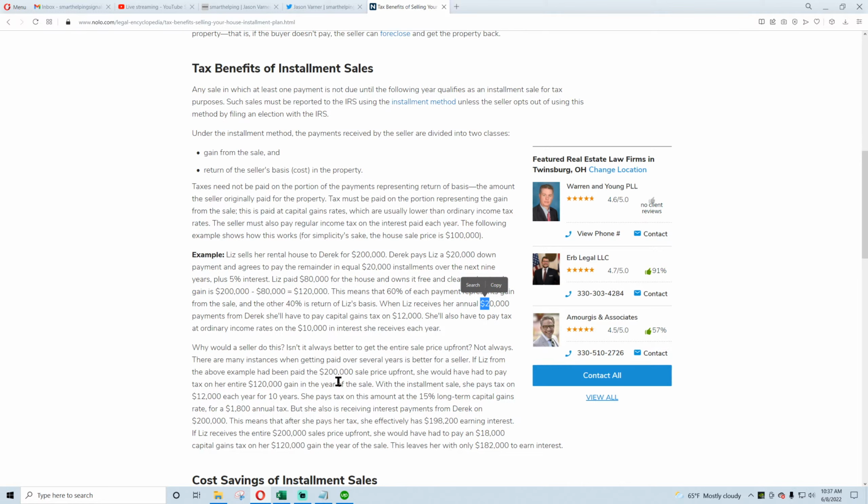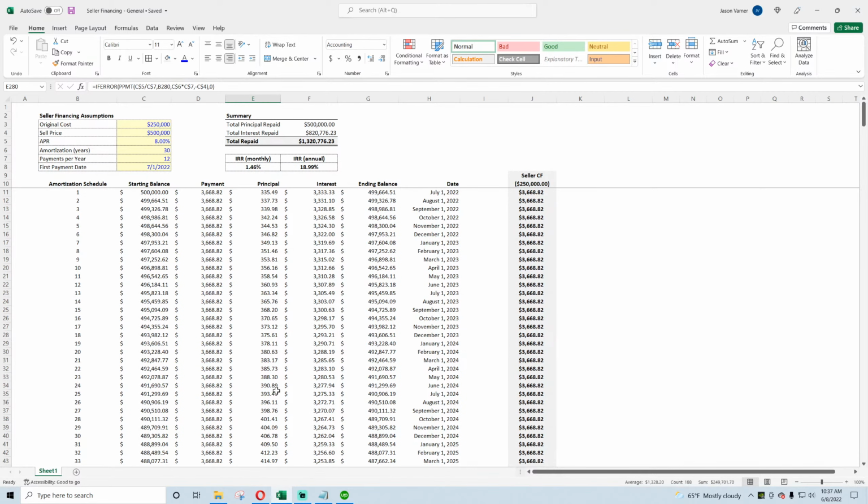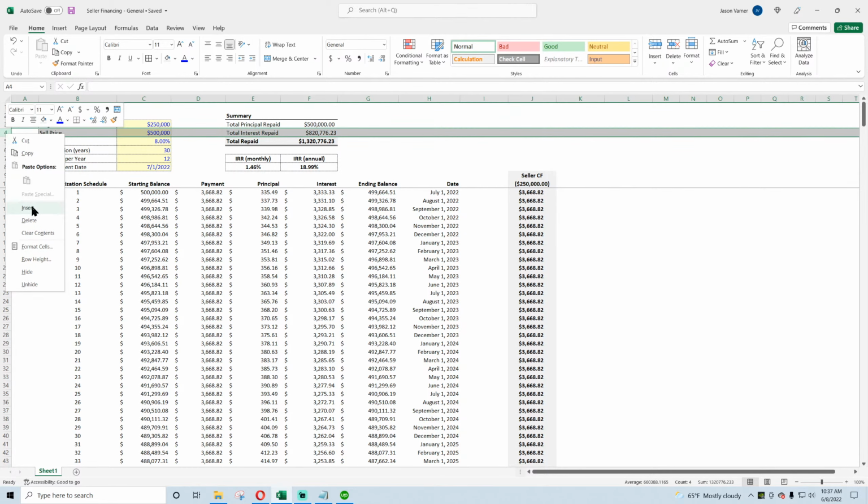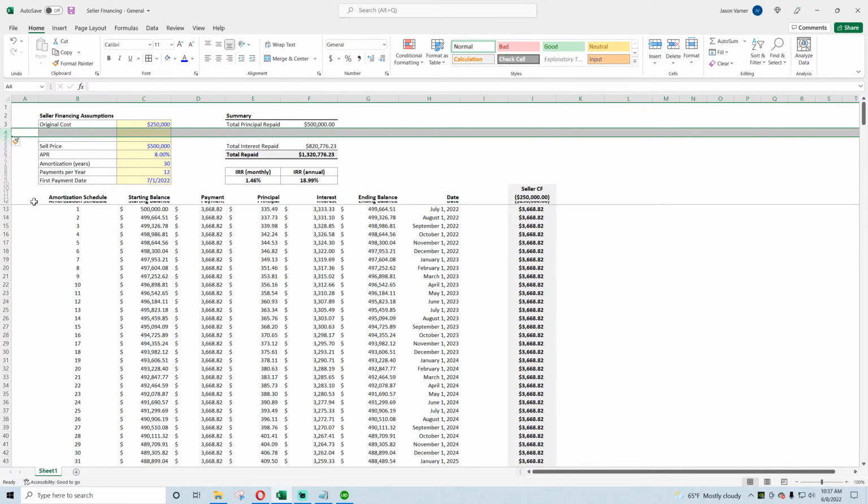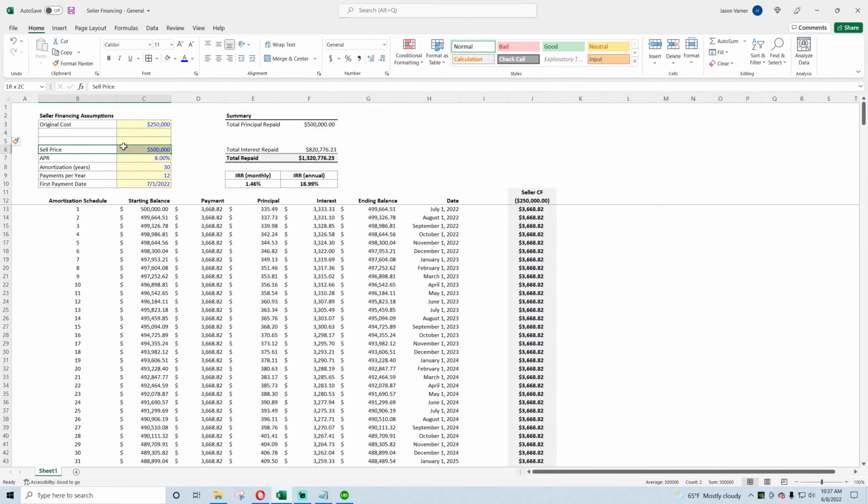Let's see. Do I have a question here? Let's put in the down payment real quick. So that's going to be like period 0. Hold on. Let's give some more rows here. So original cost, sell price. This is actually going to be financed amount.